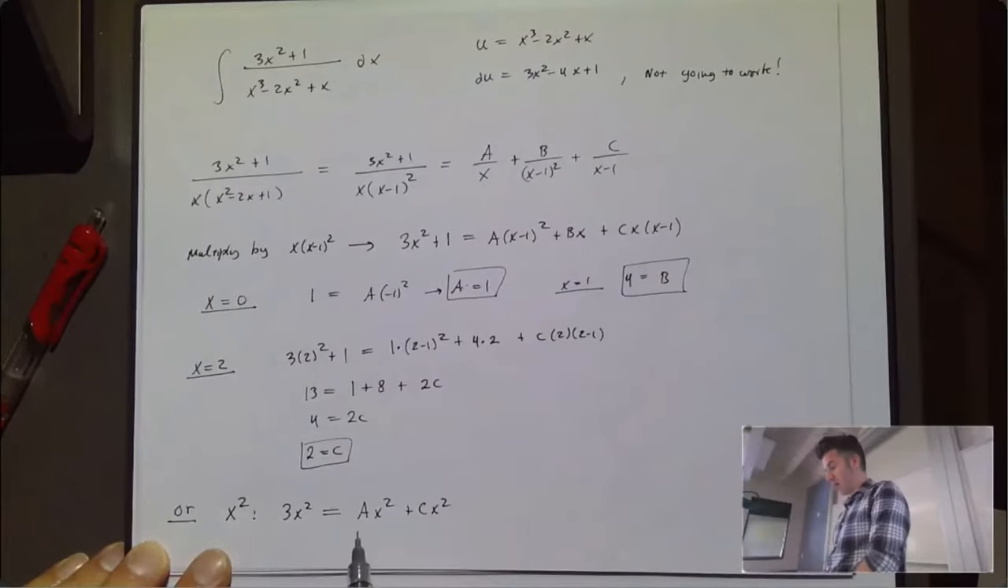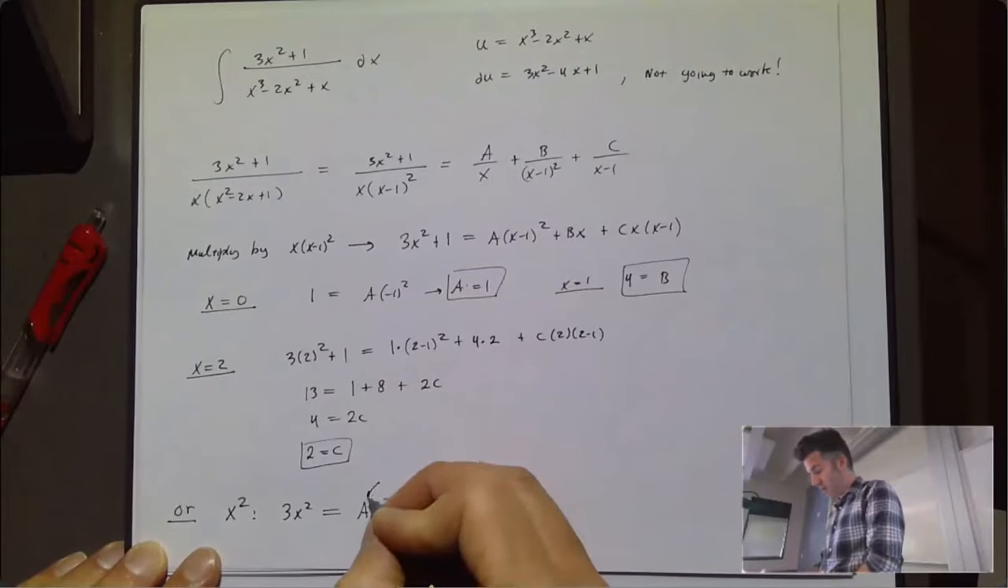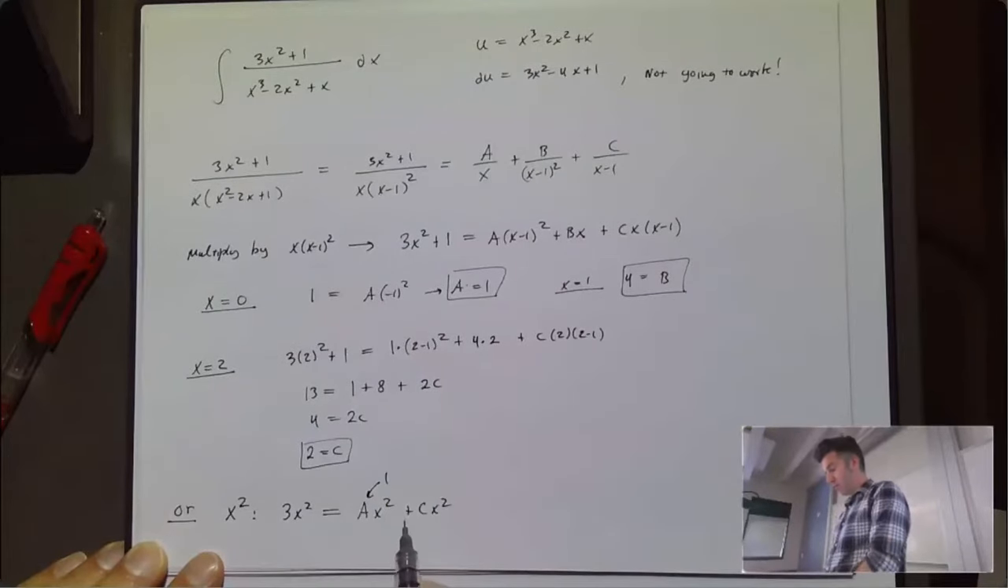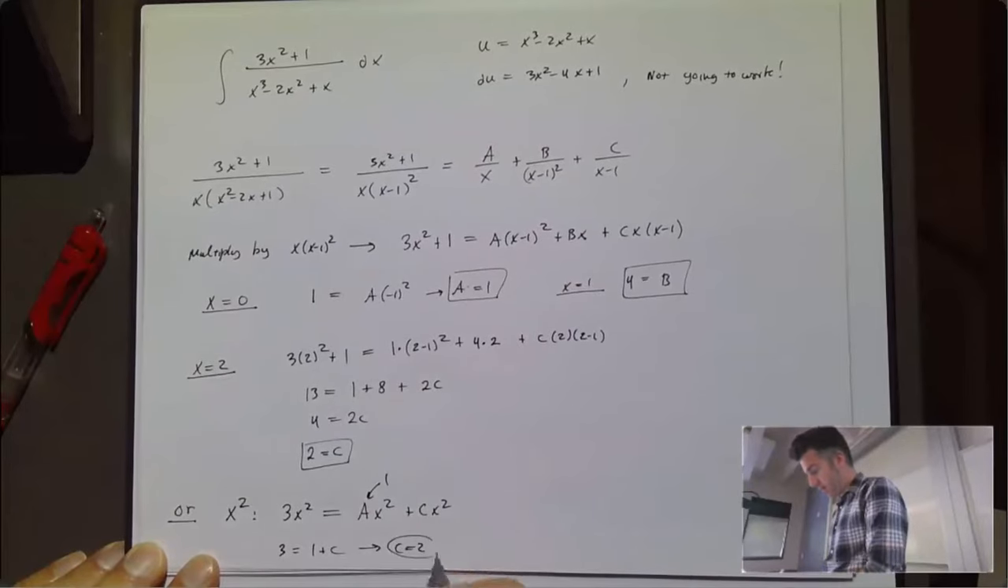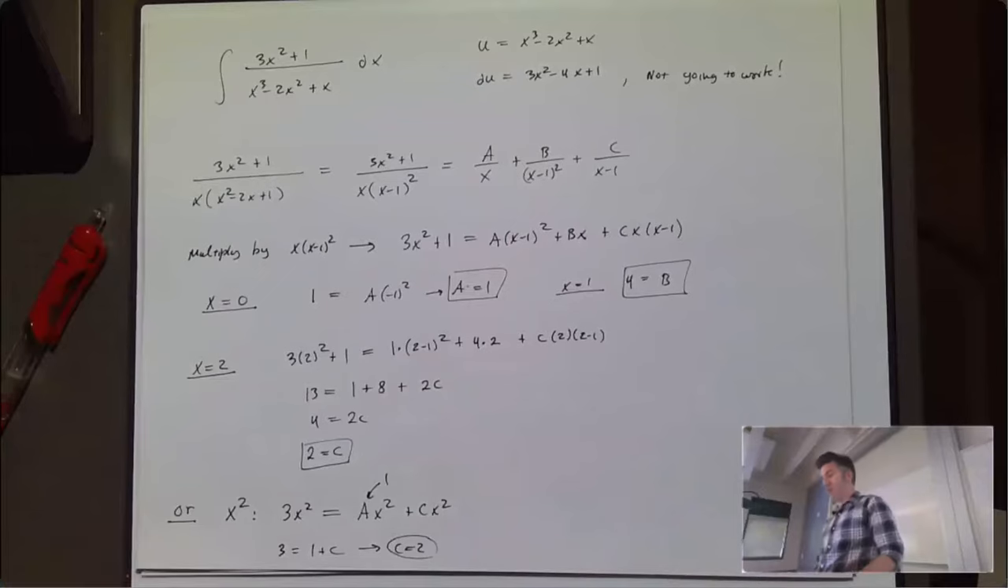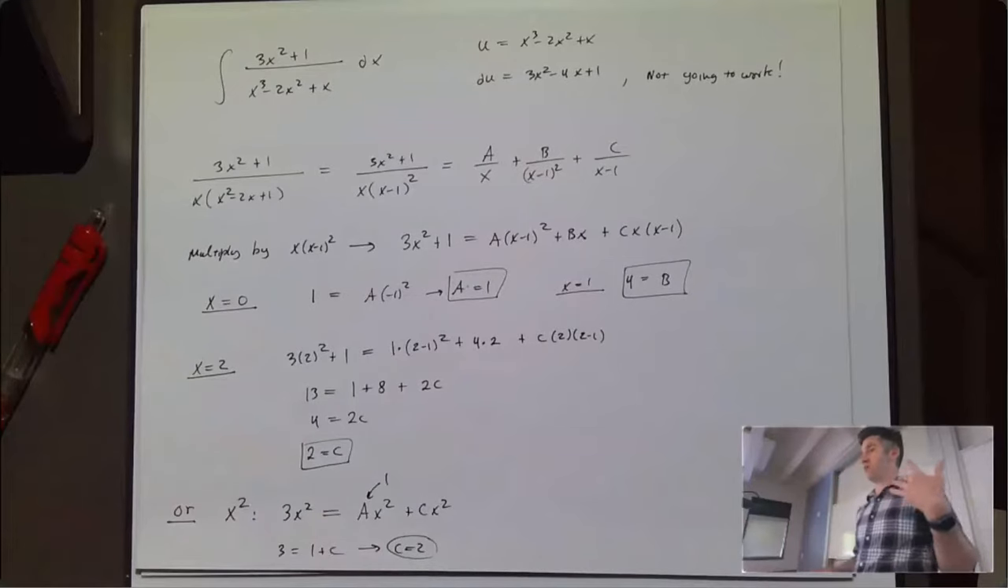So then I could say, oh, I know that A is equal to 1. So 3 equals 1 plus, well, C has to be 2. So either way works. I'm more partial to this thing that's called equating coefficients because, especially if you have more than one thing to find, it's usually a faster way of doing it.